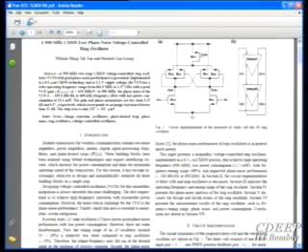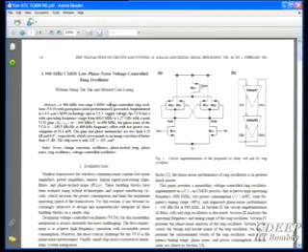It is a 900 megahertz CMOS low phase noise VCO. IEEE Transactions on Circuits and Systems II, February 2001. William Shing and Howard Camp. Okay, so this is one of the references.